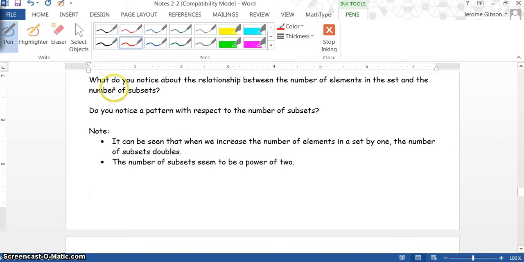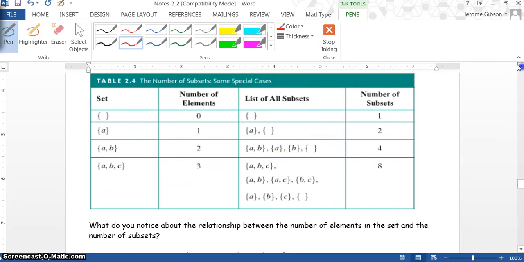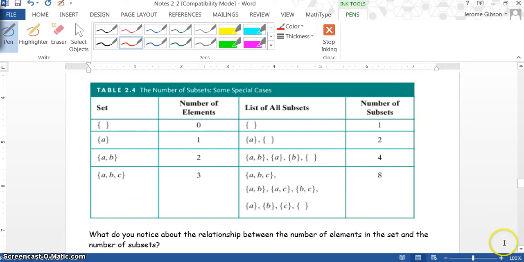Okay, class, picking up where we left off. What do you notice about the relationship between the number of elements in the set and the number of subsets? Do you notice a pattern with respect to the number of subsets? Now you have to look back at that chart that I originally gave you in the last video near the end.